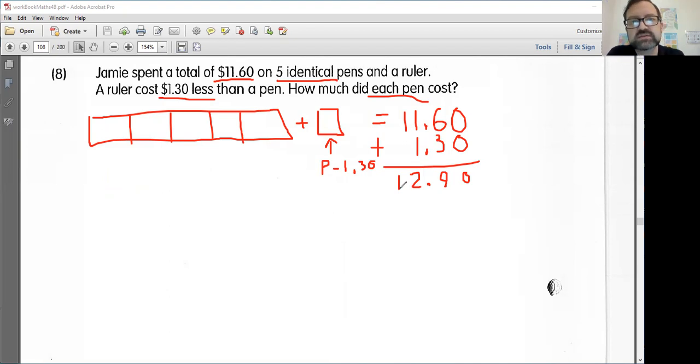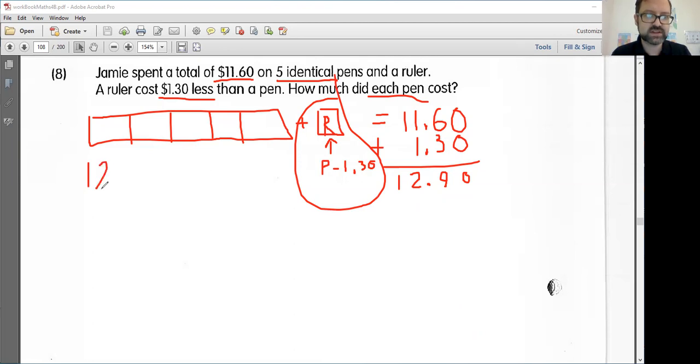Now, what did I just do once more? I know that the ruler costs $1.30 less than a pen. So I have just added it back. And now $12.90 gives me the price of 6 pens. So then I'm just going to divide $12.90 by 6. And let's see what happens. This will give me the price of 1 pen.